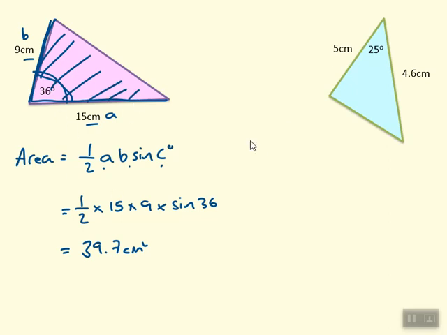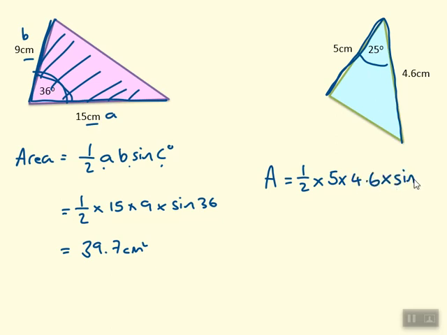That is the area of that triangle to 1 dp. And the great thing about this formula is that you don't need to do any silly spinning of the triangle around. It's so simple. As long as you know two sides and the angle between them, you can work out the area. So here, for example, I know these two sides and the angle between them. I'm not even going to bother labeling it. I'm just going to go straight into the formula. This is a half times 5, which is one side, times 4.6, which is the other, times sine of the angle between them, which is 25. And I'm just going to work that out.